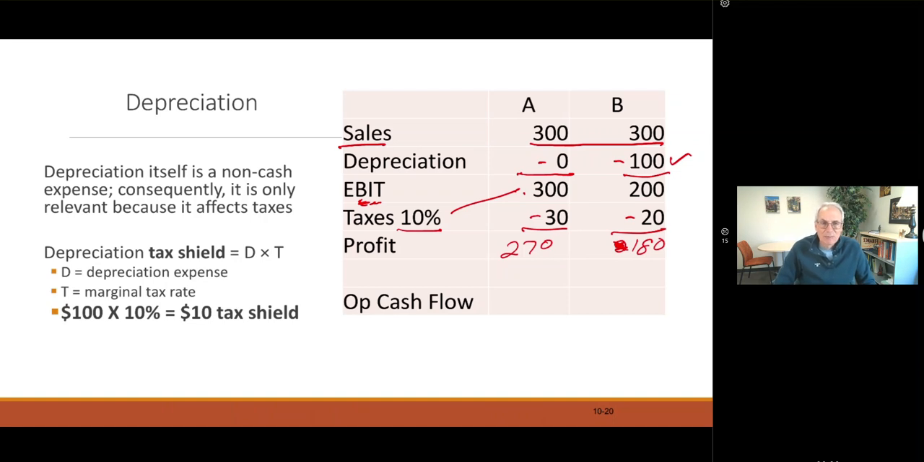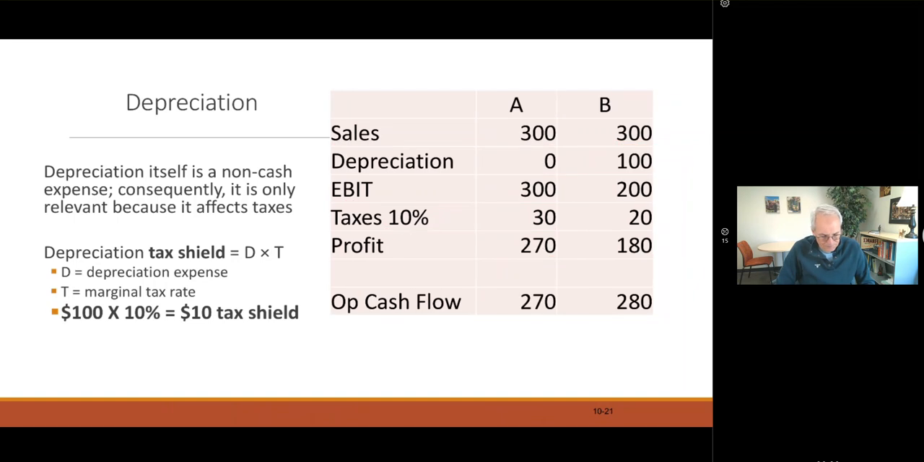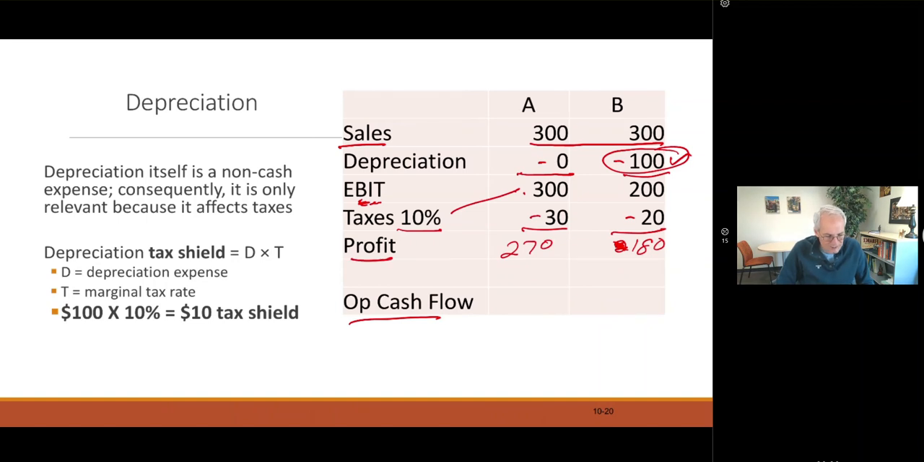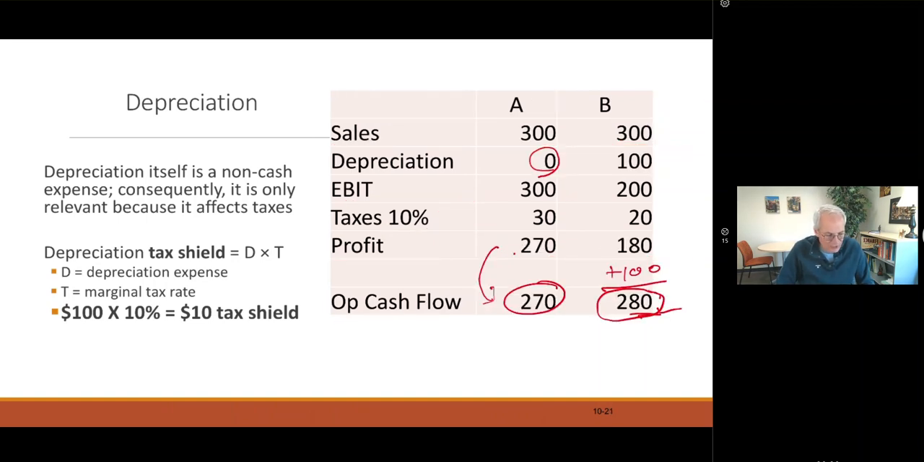Well, A is giving you a lot more profit. However, remember that this 100, you didn't write a check to anybody. So that money is still in the bank. So what would be your operating cash flow? It didn't change. It's still 270. Okay? Why? Because there's no depreciation. So 270, 270. Here though, we add back in our depreciation and we got $280 in the bank. So I'd rather have $280. So even though your profit is lower, your cash flow is higher.